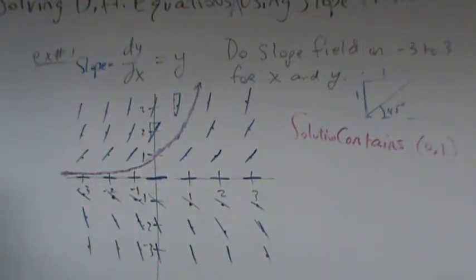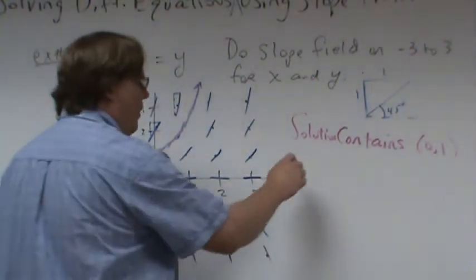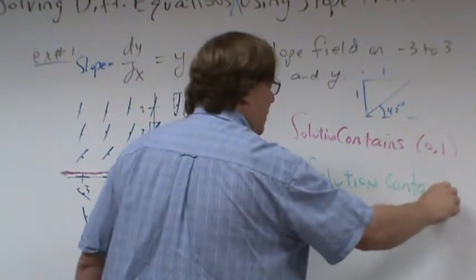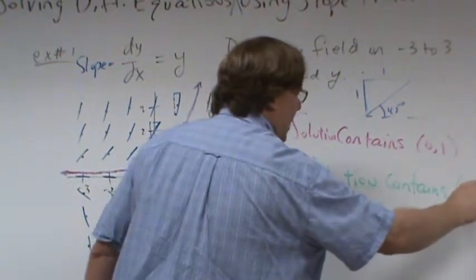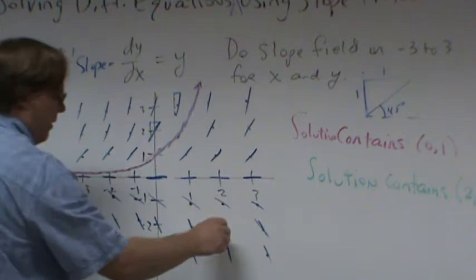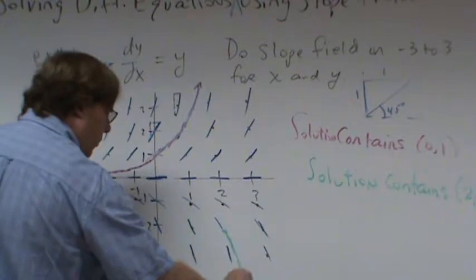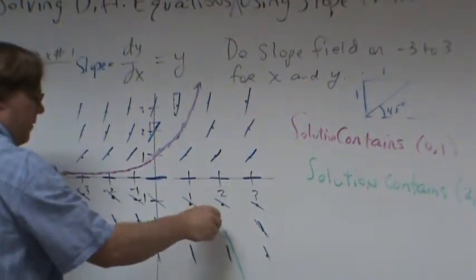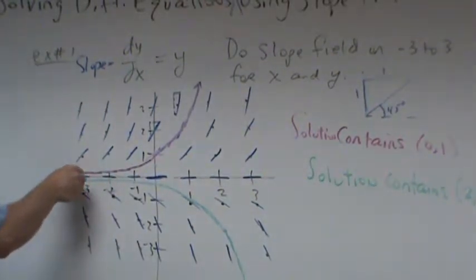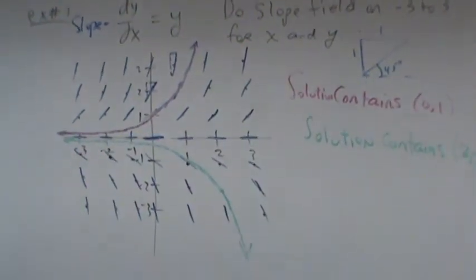How about if my solution contained the point, and I'm going to use green now. What if I told you, oh no, wait, my solution doesn't contain 0, 1. My solution contains 2, -2. Well, you're just going to start at 2, -2, and to the right, you see your slope is 2, and then the slope becomes 3. And to the left, your slope gets less and less and less. And then you approach the x-axis asymptotically. This would be the solution curve that contains 2 comma negative 2.